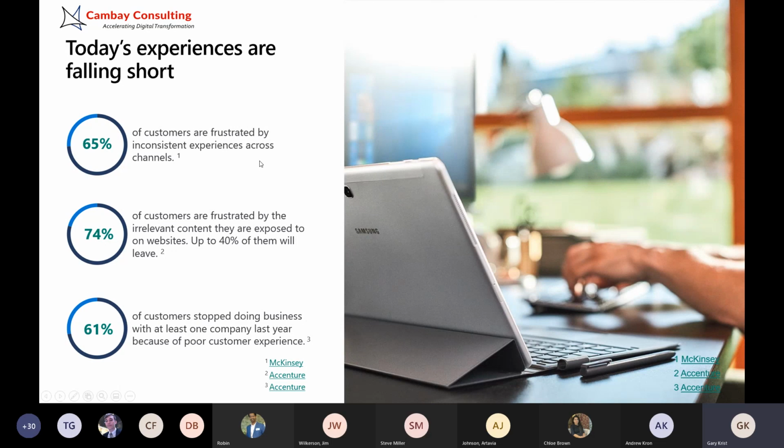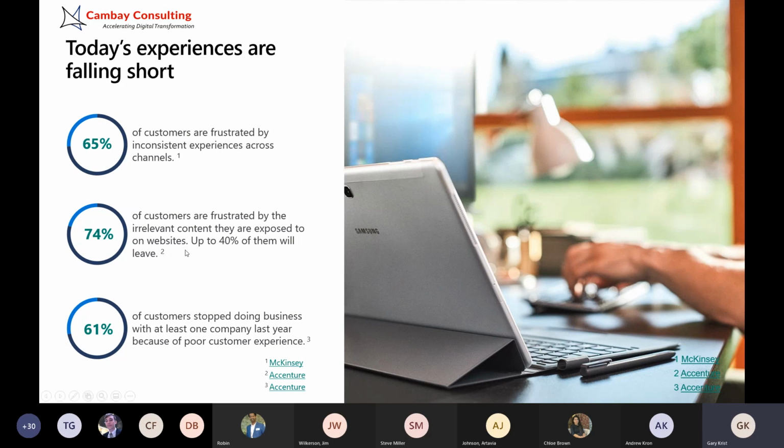74% of customers are frustrated by irrelevant content that they're exposed to on websites, and up to 40% of them will leave. And I think we find that as people go and browse the websites, if it's hard to find data, or if the website recognizes them, kind of serves up that data for them based on their preferences, they're more likely to stay and more likely to continue through that website and purchase down the road or call us directly.